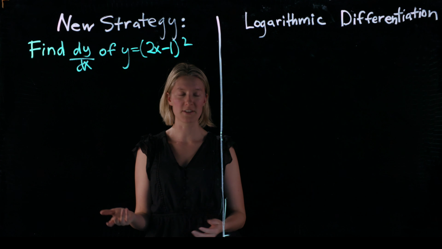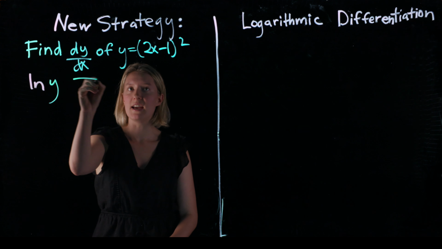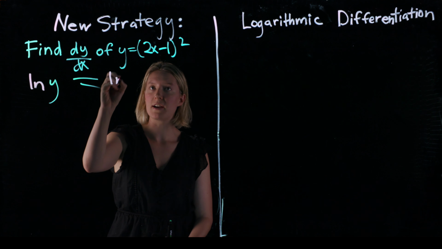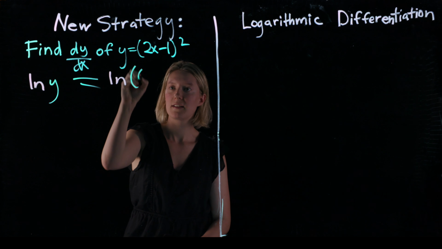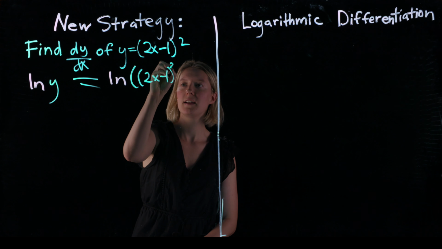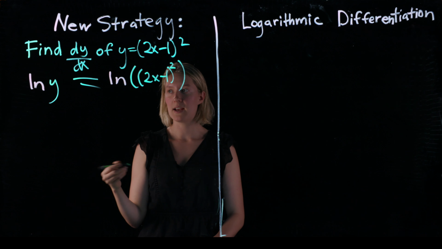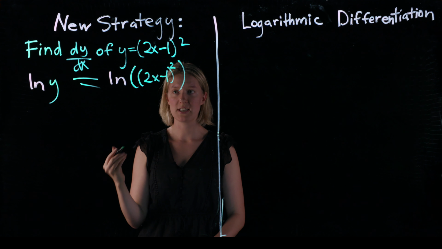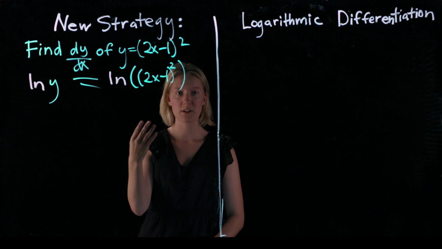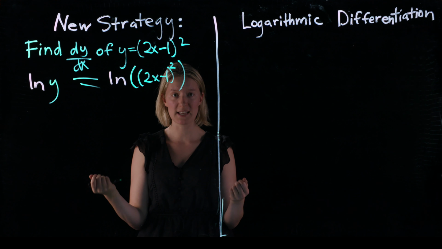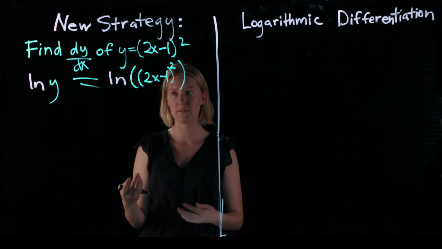So the first step for using logarithmic differentiation is taking the natural log of both sides. Here's my example. I'm finding dy/dx of y equals the quantity 2x minus 1 squared. So I'm going to start by taking the natural log of y, and then on this side I have the natural log of the quantity 2x minus 1 squared. The reason why I like using logarithmic differentiation is that now that my function is within a logarithm, I can use logarithmic properties to expand this and then create easier derivatives for myself.